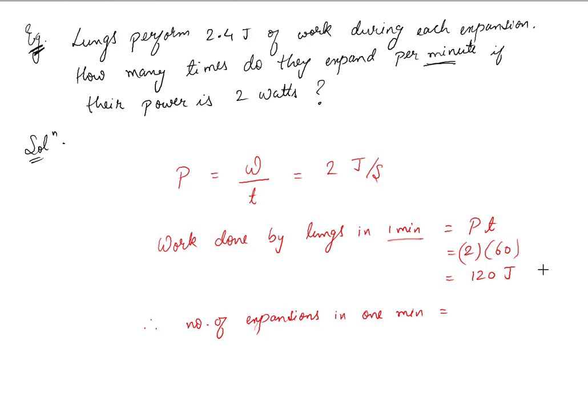will be done by lungs in 1 minute, and in each expansion lungs perform 2.4 joule of work, so number of expansions in 1 minute will be equal to total work done by lungs in 1 minute upon work done in one expansion, and this ratio is 50. So the number of expansions in 1 minute will be equal to 50. This is our final answer.